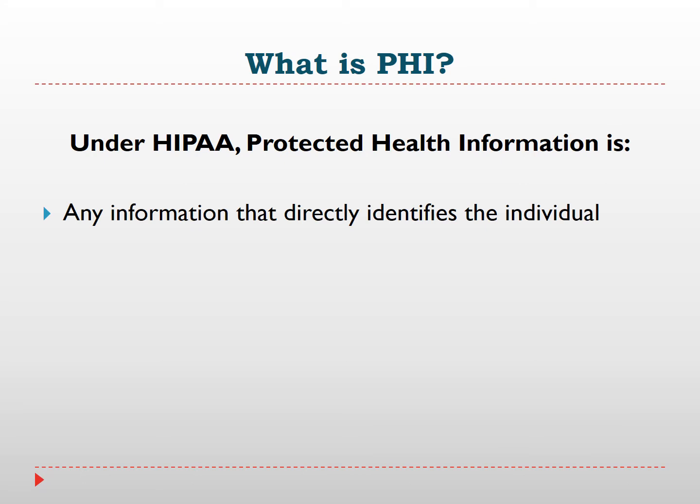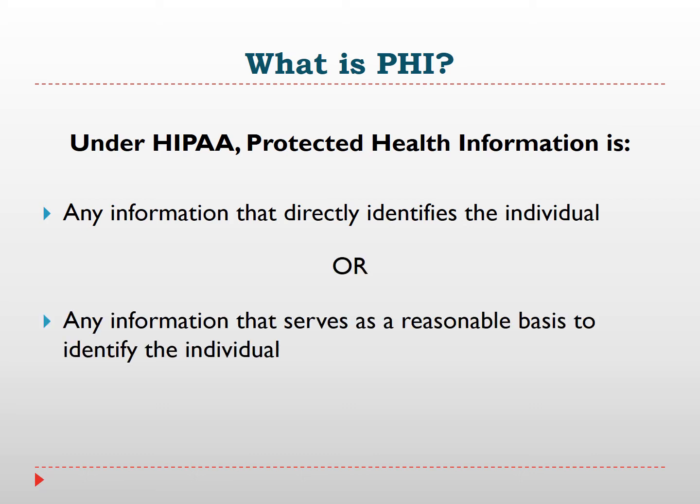PHI is any information that directly identifies the individual. So Heather McCreary, my name in relationship to my medical record would be PHI. You would know that was my record and it applied to me. Also, it could be any other information that serves as a reasonable basis to identify the individual. So if you had enough clues, you could figure out that's Heather McCreary. If it was my birth date and my gender, you might have some reasonable basis to identify who I am. So protected health information is huge. It's very broad, and it covers a lot of things.